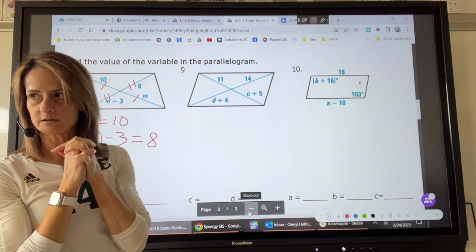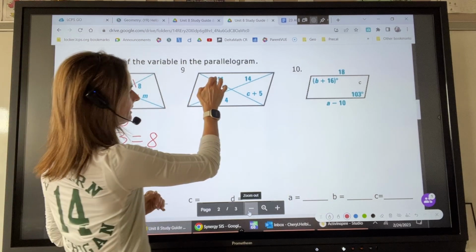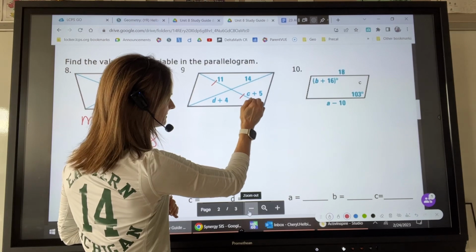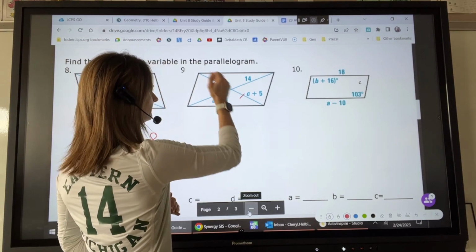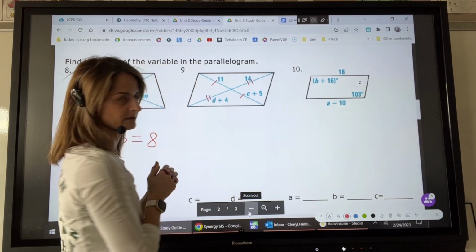Any questions on that? That means you can also do number 9, and then this c plus 5 is the length of this segment. It's kind of hard to see. And 11 is the length of this one, and then 14 is the length of this one, and d plus 4 is the length of that one. Good?